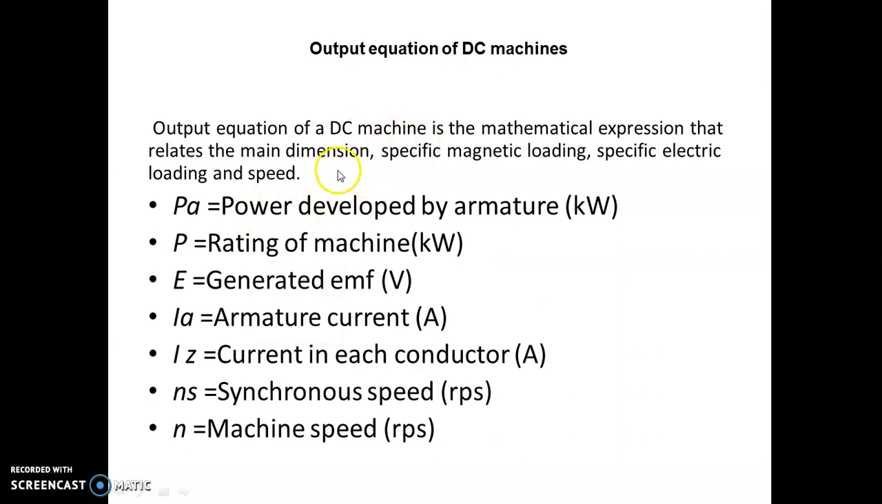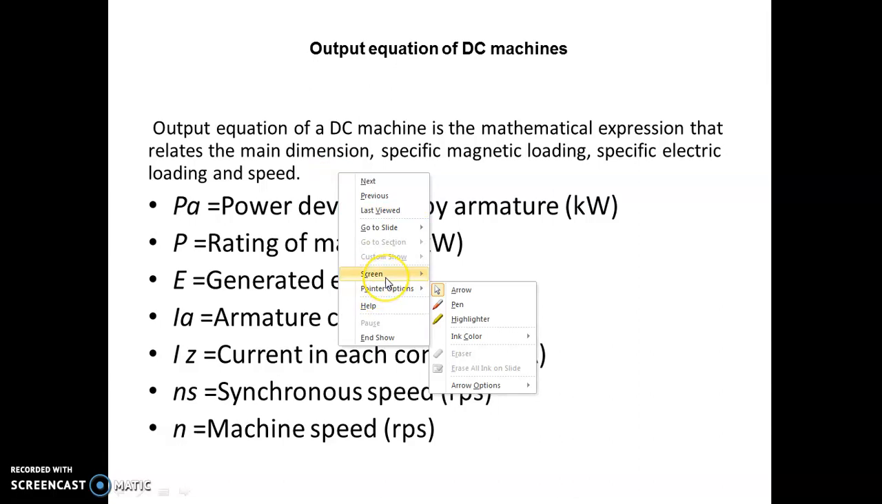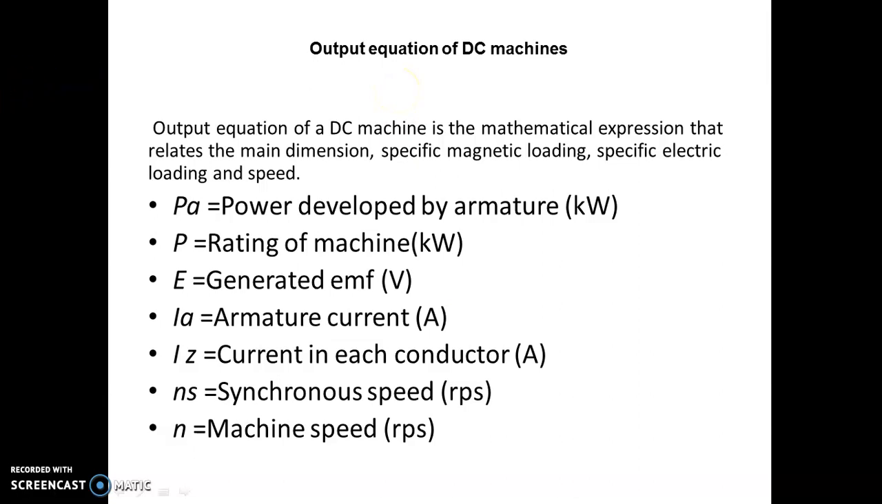So the output equation of a DC machine is basically a mathematical expression that relates the main dimensions, a specific magnetic loading, and a specific electric loading. We will have to analyze the output equation, and based on that, the output equation will correlate these quantities.